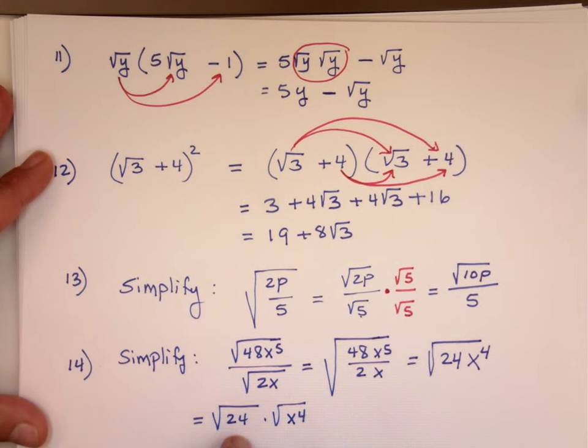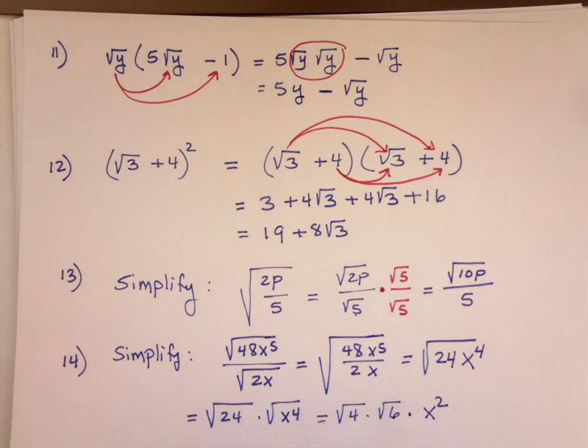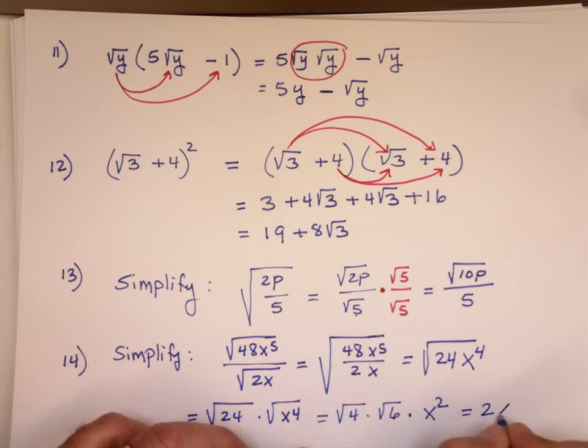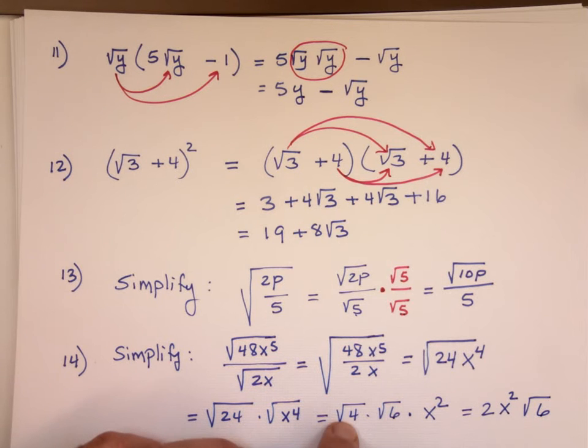24 can be broken down to what? 4 and 6. And the square root of x to the fourth, that's x squared. The square root of 4 is 2. 2 times the x squared, that would be 2x squared, the square root of 6. I like to put the square root way at the end.